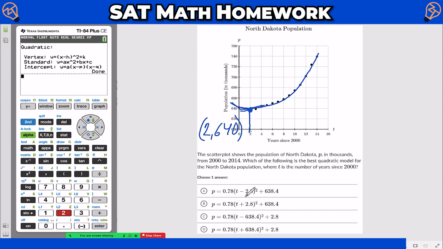So the only one that has that is actually answer option A. There's no other choice that looks like that. So right away, we get the correct answer, A.